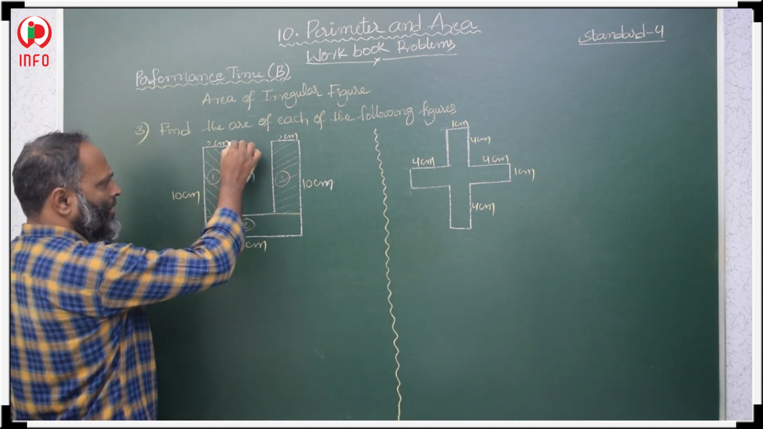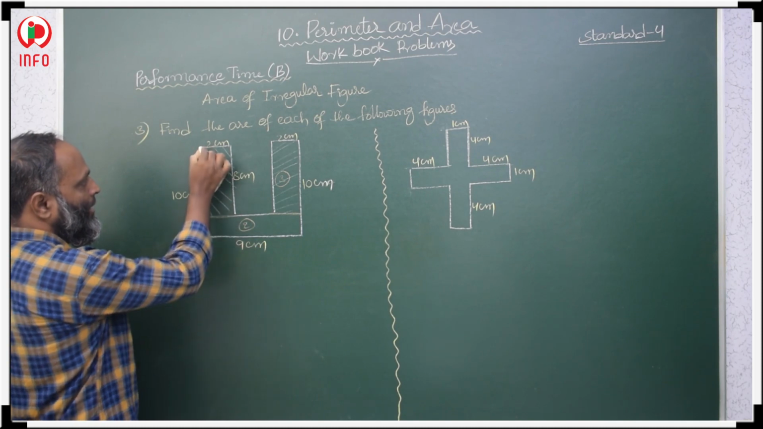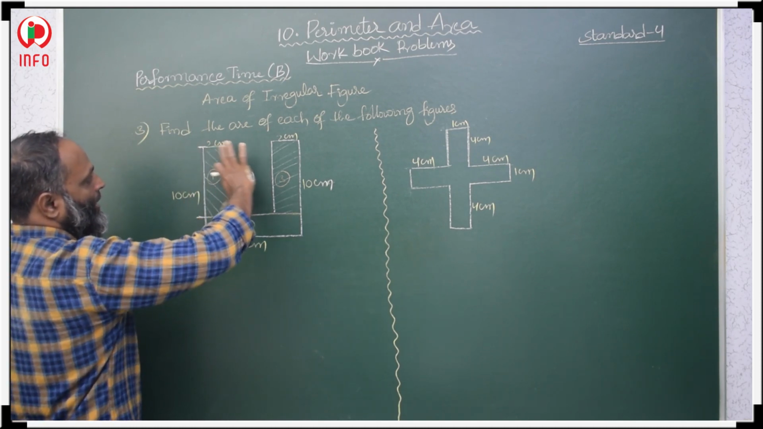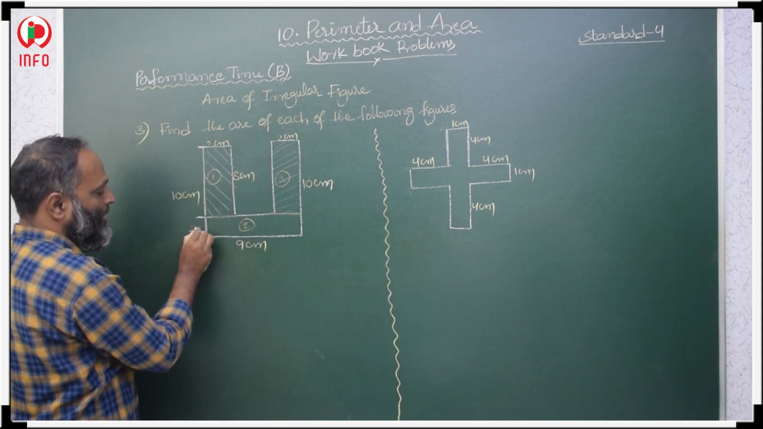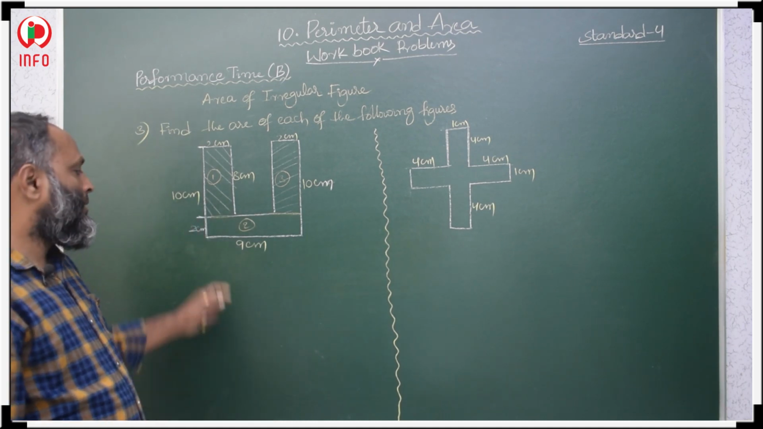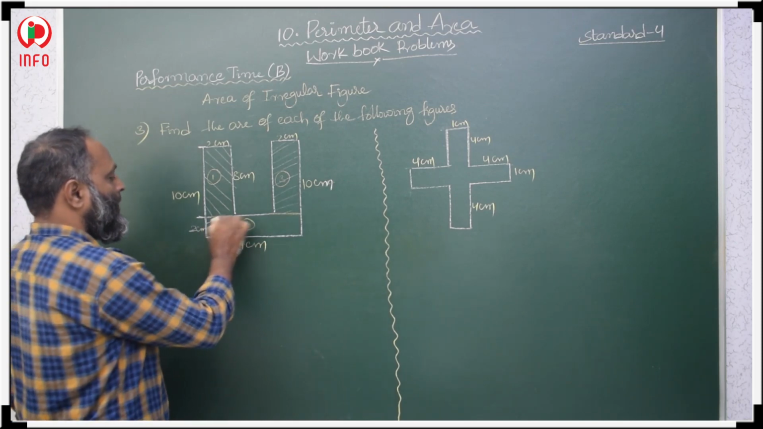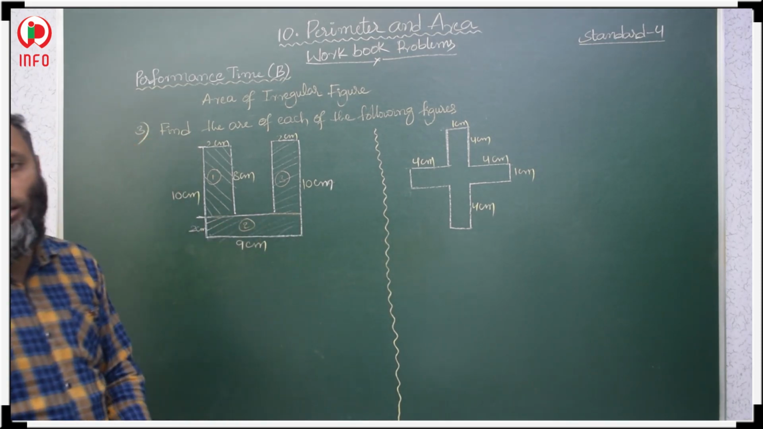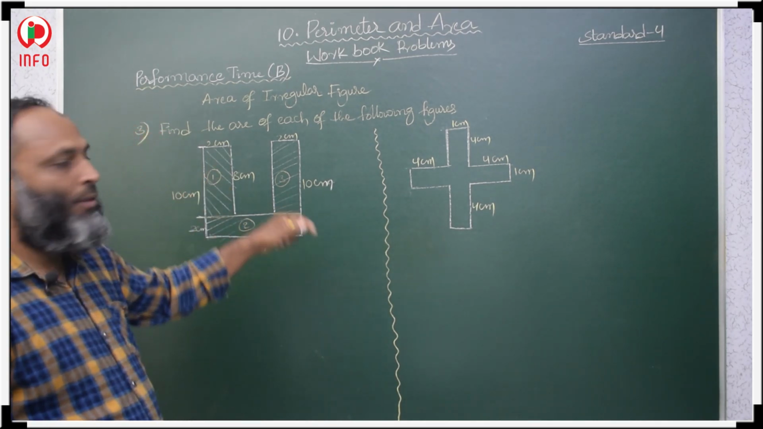See here, for this rectangle, from here to here the total is 10 centimeters. We know from here to here the length is 8, so the remaining part is 2 centimeters, since 8 plus 2 is 10. So now you will get length and breadth. In the third also you will get the area of this rectangle. Then after that you can find the area of the complete figure.